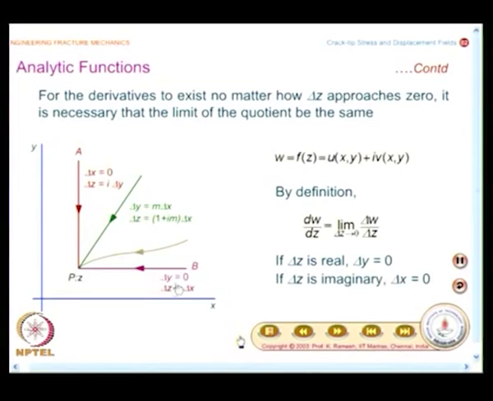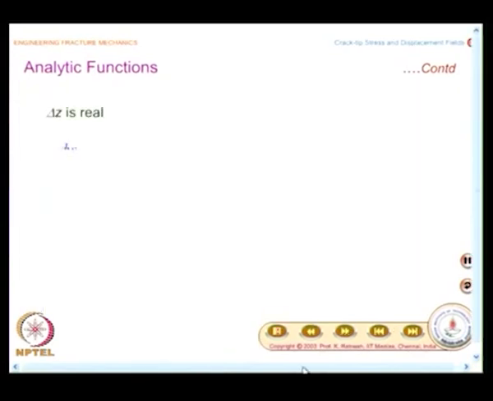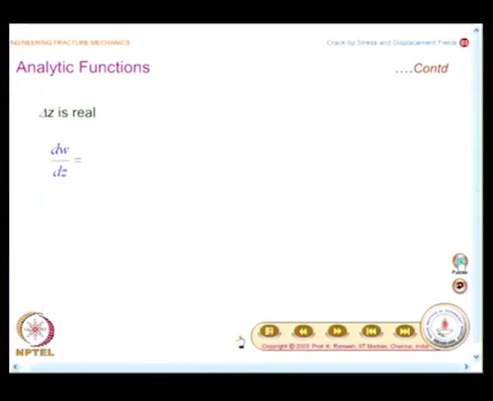These conditions you have developed, you have to know what is the reason behind it, because whichever way delta z goes to 0, I must get one unique solution. And now we will take case by case. We will take the case that delta z is real, and we want to write what is dw by dz.